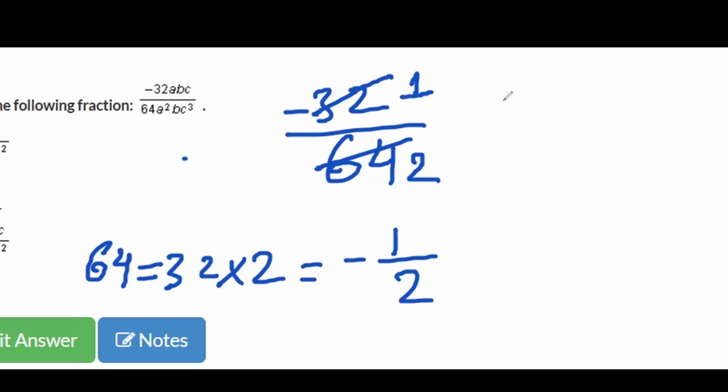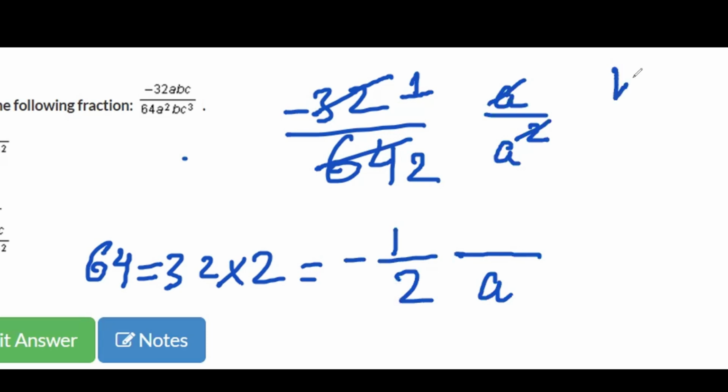And what about a in the numerator and a power 2 in the denominator? There's 1a in the numerator and 2a in the denominator. If we simplify, 1a will go with 1a from here. We will have 1a in the denominator.